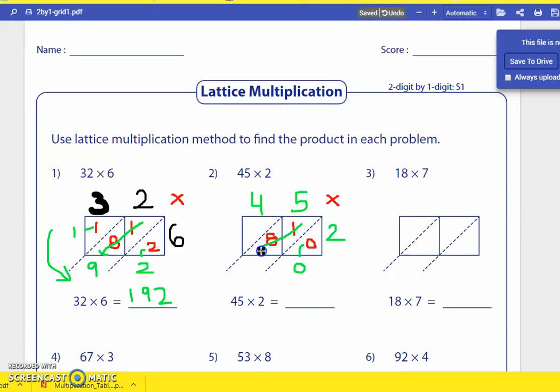We're just going to draw that line. 8 plus 1, that's 9. Now there's nobody over here, so we just leave it blank. It's empty, and we just read the number this direction. And it's 90. See? Simple.